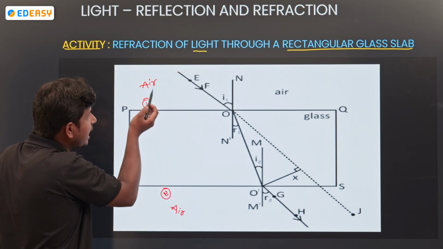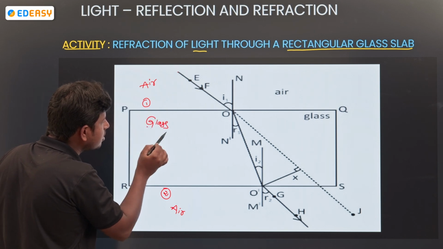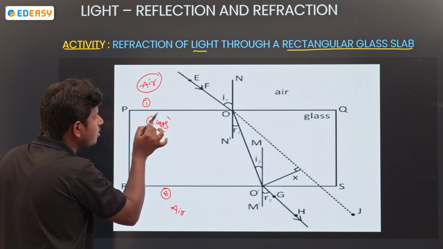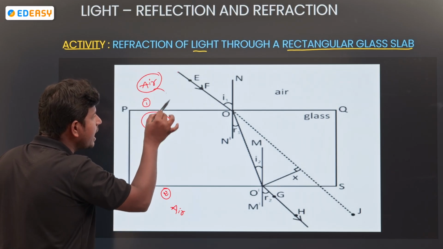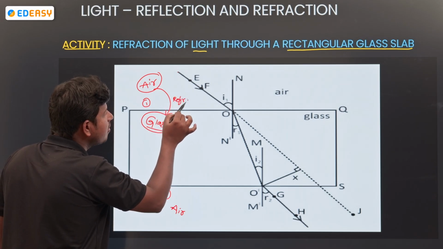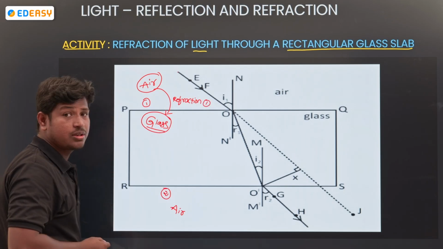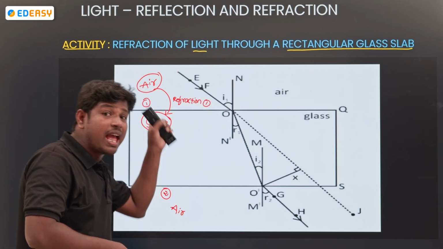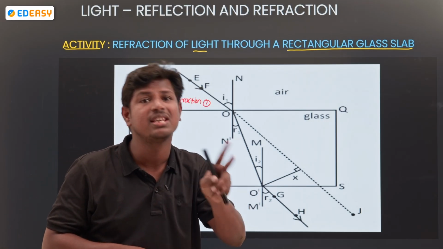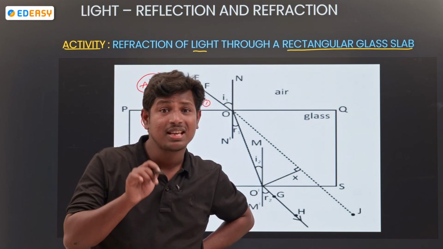So air to glass, rectangular glass slab. Where to where is it entering? Air is one medium, glass is another medium. So light enters from air to glass. Here refraction 1 takes place. Why refraction 1 here? Air to glass, two different mediums. Whenever light travels in two different mediums, refraction takes place. That only we discussed, right?